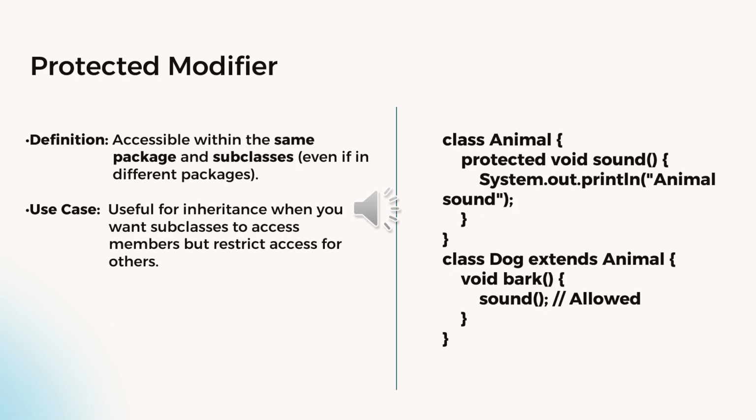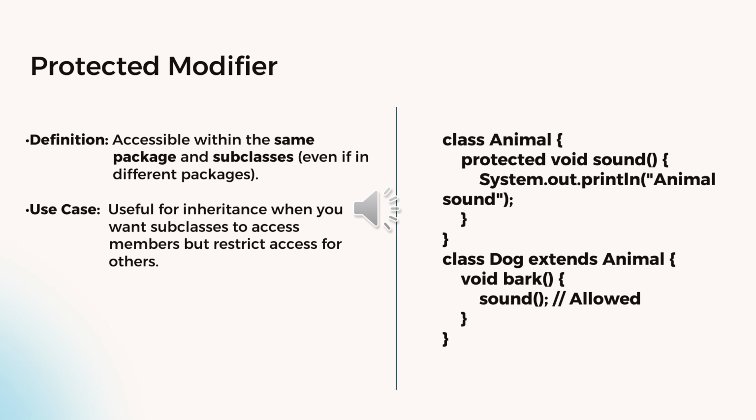Next up is the protected modifier. This modifier is closely tied to the concept of inheritance. A member declared as protected is accessible within its own package, just like the default modifier. However, it can also be accessed by a subclass even if that subclass is in a different package.